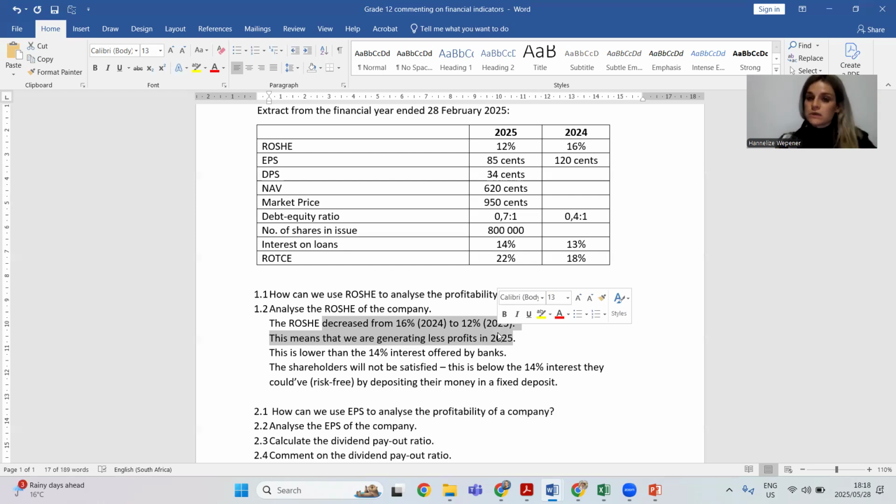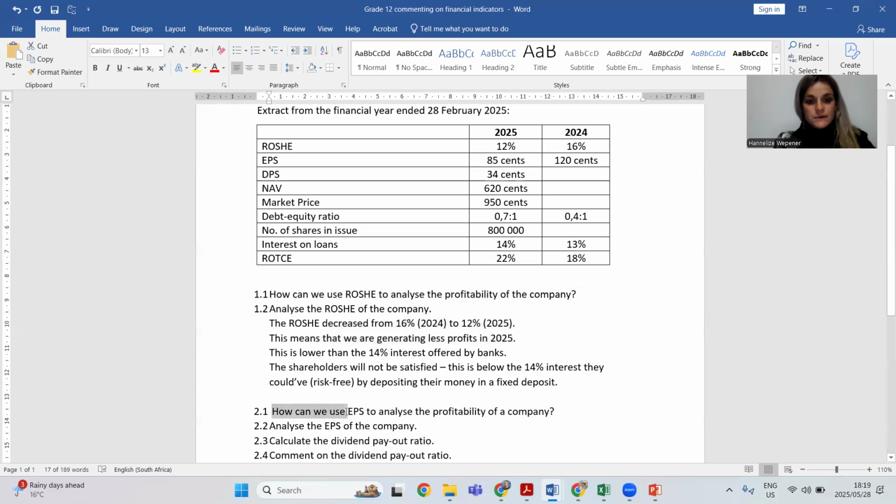So the shareholders will also be a bit concerned, because if this is just a one-year thing, like something happened within the industry which resulted in lower profits, then obviously we will still be okay. However, if this return is going to be on the decline moving forward, then we will not be satisfied, because obviously we want our investment to grow. We don't want the return to be lower and lower every year, because then we're just going to opt out. We are going to try and find another investment before the share price plummets completely. Okay, so that is your ROSHE.